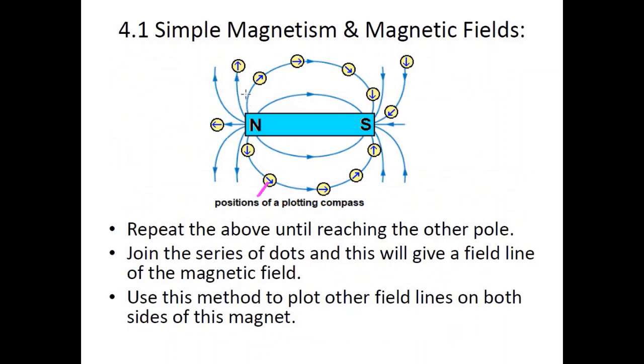Like this. First of all, you would place a compass over there, and then you would place two dots, one here and one here. Then move your compass ahead, then place a third dot, and then next, and so on. Similarly, you do it downwards. Draw as many field lines as you like. Repeat the above until reaching the other pole. Join the series of dots, and this will give a field line of the magnetic field. Use this method to plot other field lines on both sides of this magnet, meaning the upper and the lower side.